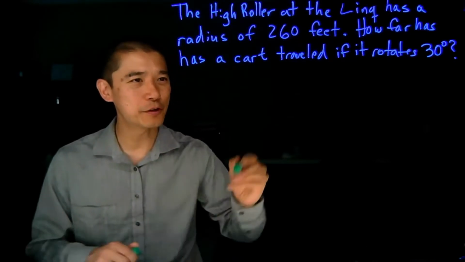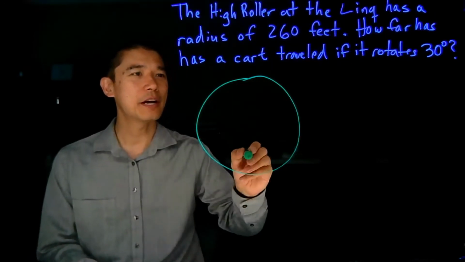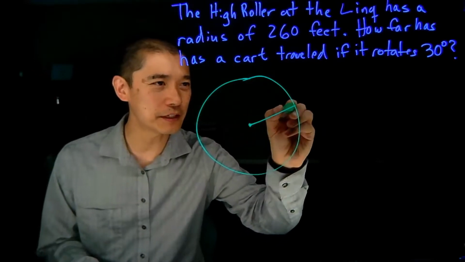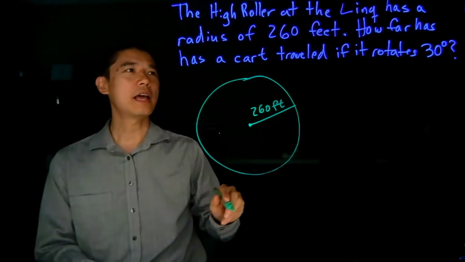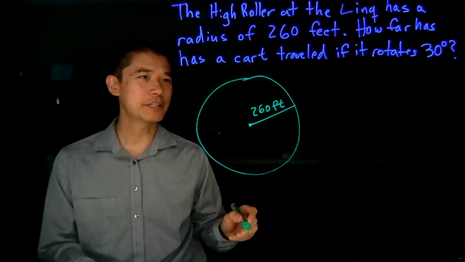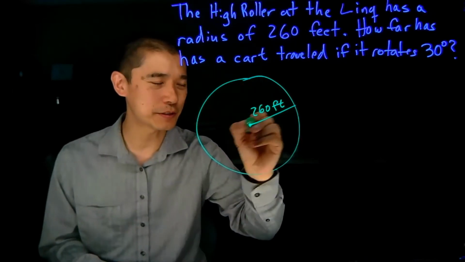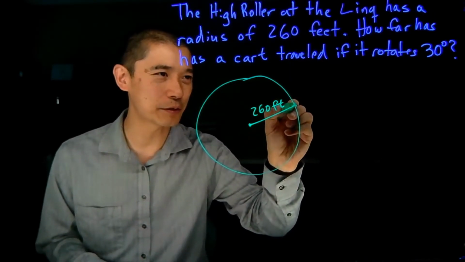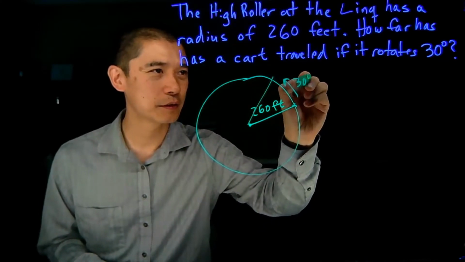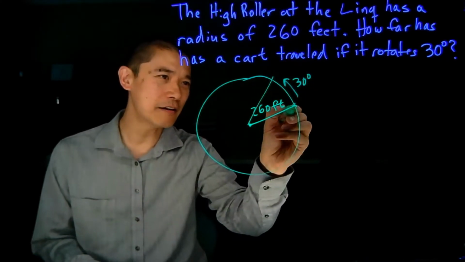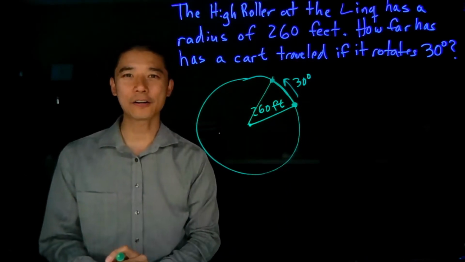So for those of you who don't know, the High Roller is the Ferris wheel on the Las Vegas Strip. It has a radius of 260 feet. And this thing is going to rotate 30 degrees. Now, it doesn't matter where it starts because the circle is the same all the way around. So we're going to start wherever I drew this, and we're going to say it's going to rotate by 30 degrees. And the question is, how far has it physically traveled as it moves along that arc?